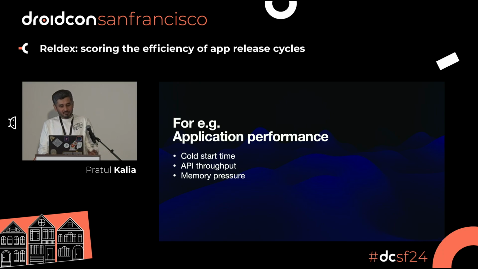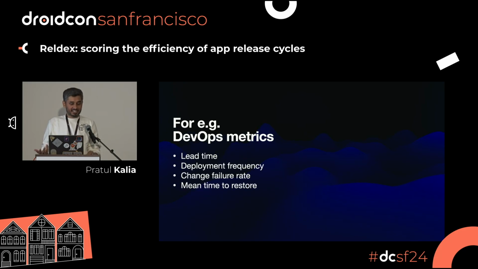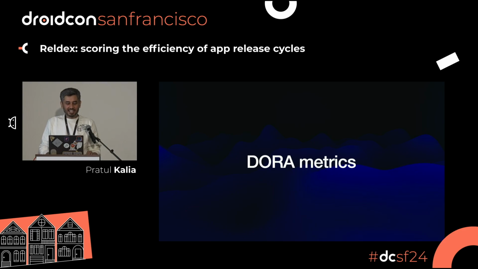For example, application performance metrics like cold start time and API throughput and memory pressure, we use these. Another example is product metrics. We measure stuff like daily active users or session lengths or the rate of feature adoption. And we measure DevOps metrics. So lead time, deployment frequency, change failure rate, and mean time to restore. Also popularly called the DORA metrics. You might have heard this. This is a thing that Google did.